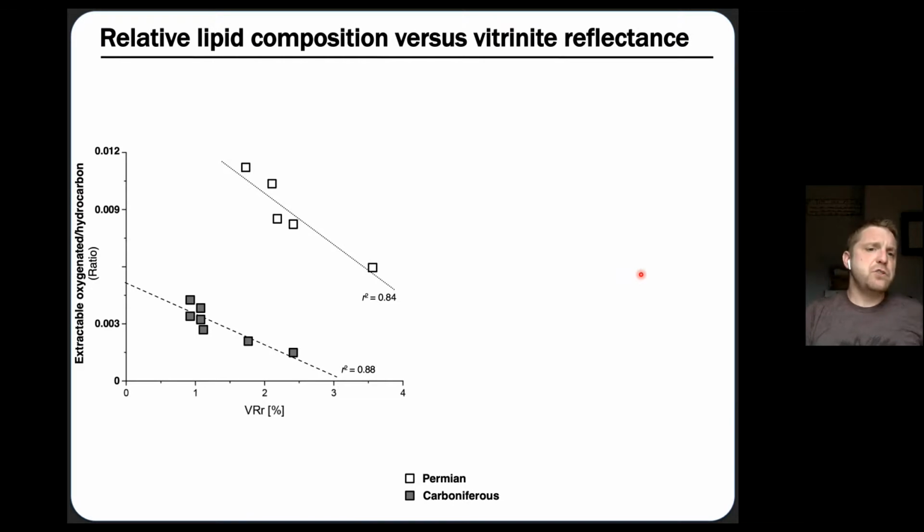However, what I want to do next is actually take the ratio of these oxygenated versus hydrocarbon lipids and compare them to rank and age. If we do rank again, we see two very strong relationships that are almost parallel between the Carboniferous and the Permian samples, whereby the lower the oxygen to hydrocarbon ratio, that means not just the amount of oxygen-bearing functional groups or hydrocarbon lipids, but the ratio of the two, the lower that ratio, the more mature the samples tend to be.